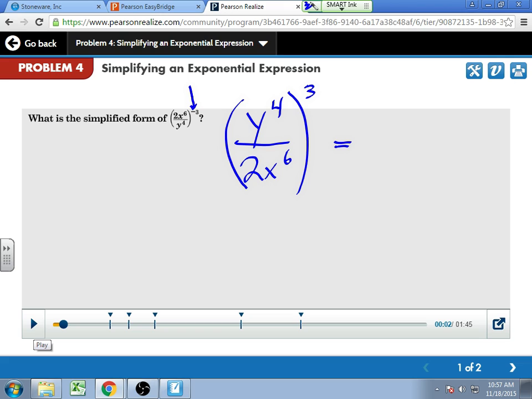Now we can take everything on the inside of the third. Y to the fourth to the third becomes y to the 12th. 2 to the third, 8. And x to the 6th to the third, x to the 18th.